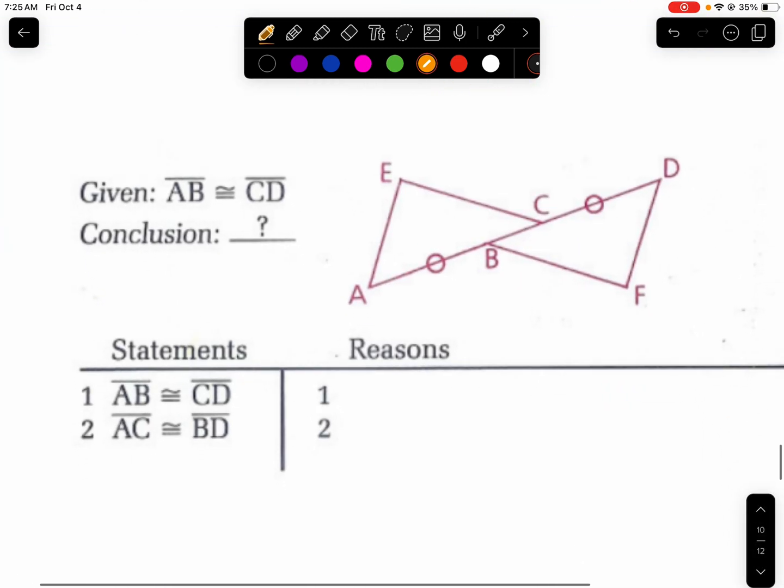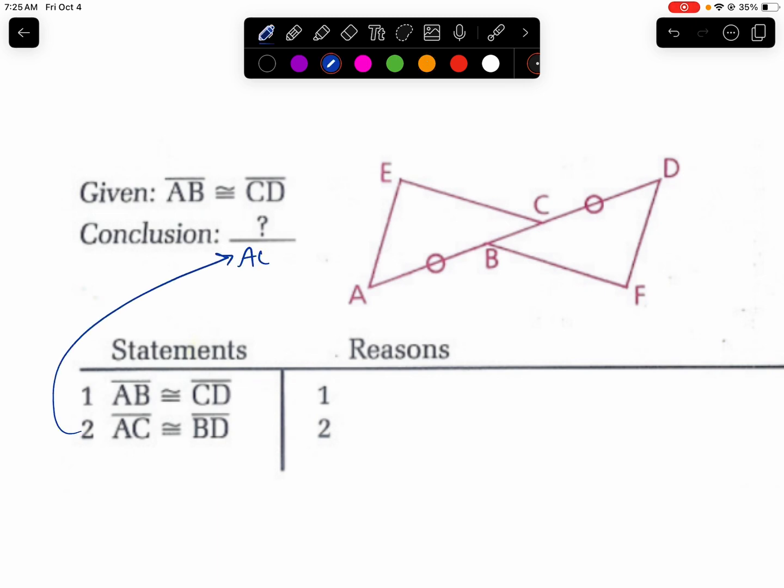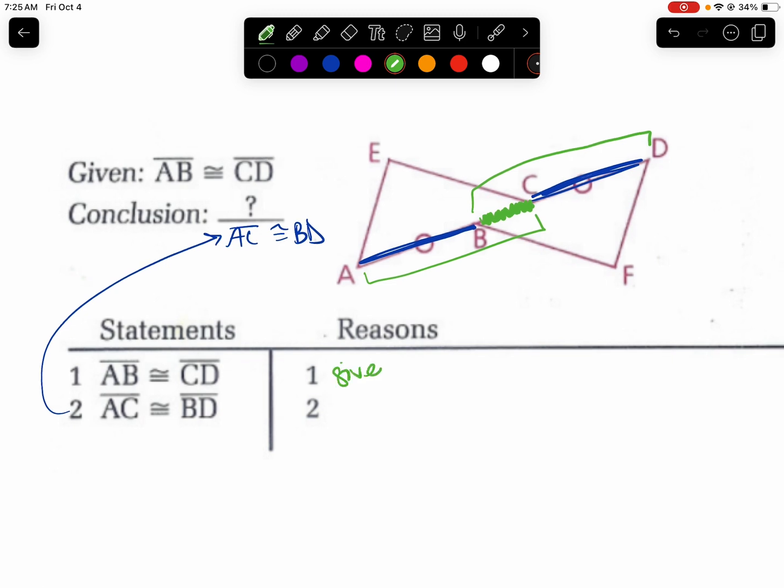Okay, looking at this one. The conclusion is right here. We want to conclude that AC is congruent to BD. They told us that AB is congruent to CD. We want to prove that AC is congruent to BD. When we look at the picture, if we just add this one segment, we're going to have congruent segments. So my reason for the first one is given.